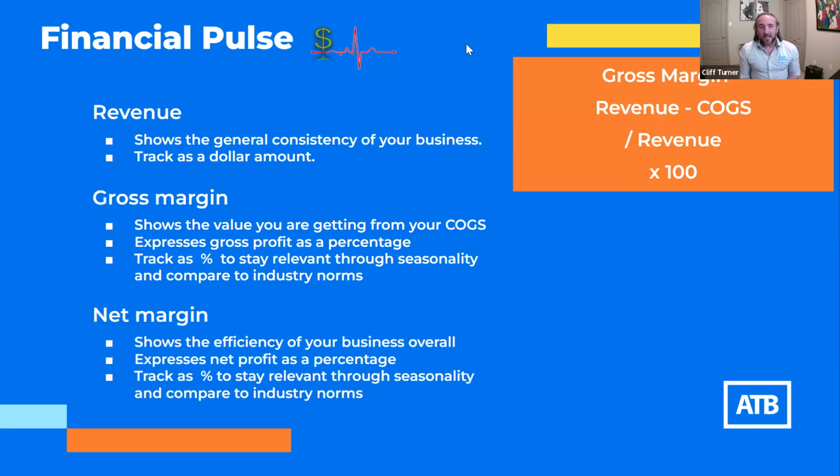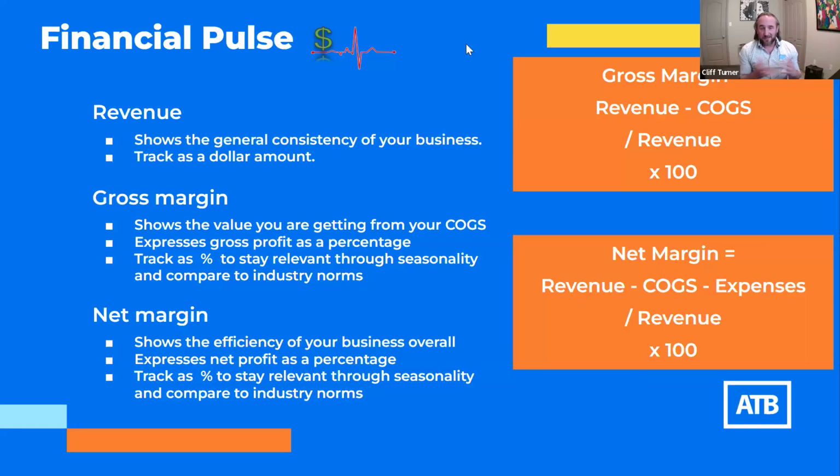The third number we're going to look at is net margin. So very similar to gross margin, but now we're including all of your expenses. So we're just looking at the overall efficiency of your business as a whole. And same idea, we express it as a percentage because we want to try to factor out seasonality, and we want to be able to compare that to industry norms.